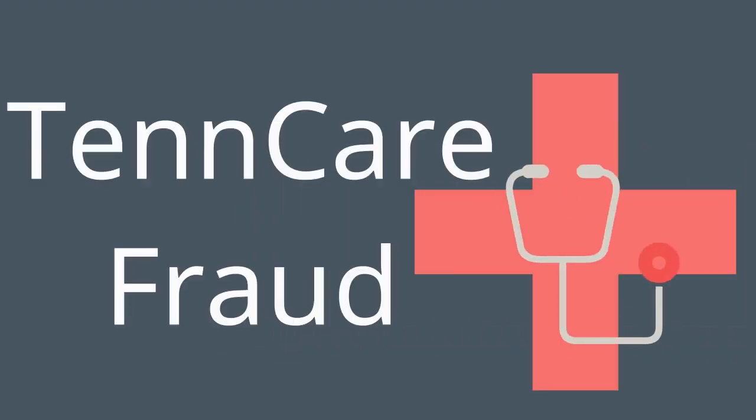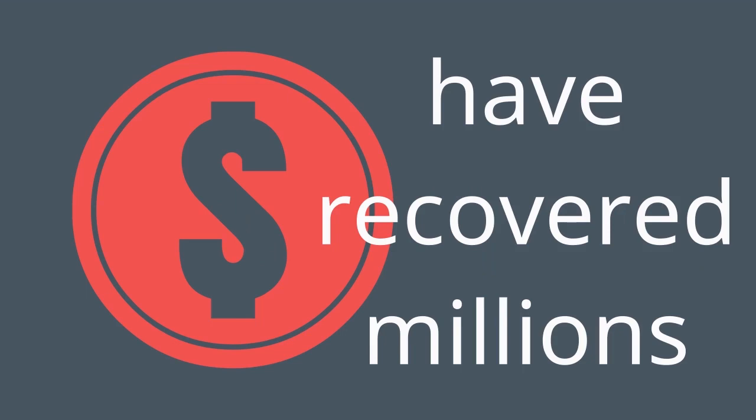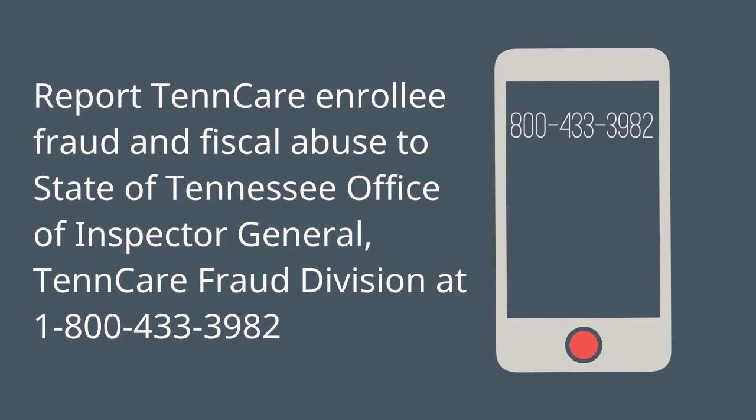TennCare fraud. Policy 1.28. Reporting suspected TennCare fraud and fiscal abuse is a requirement. The Office of Inspector General, in coordination with the Tennessee Bureau of Investigation, Medicaid Fraud Control Unit, Federal Bureau of Investigation, Attorney General's Office, Department of Human Service, and many other departmental offices, have recovered millions of public health dollars. Report TennCare enrollee fraud and fiscal abuse to the State of Tennessee Office of the Inspector General, TennCare Fraud Division at 1-800-433-3982.